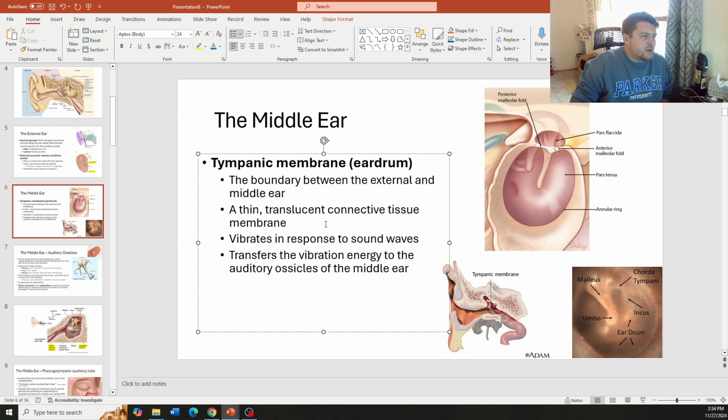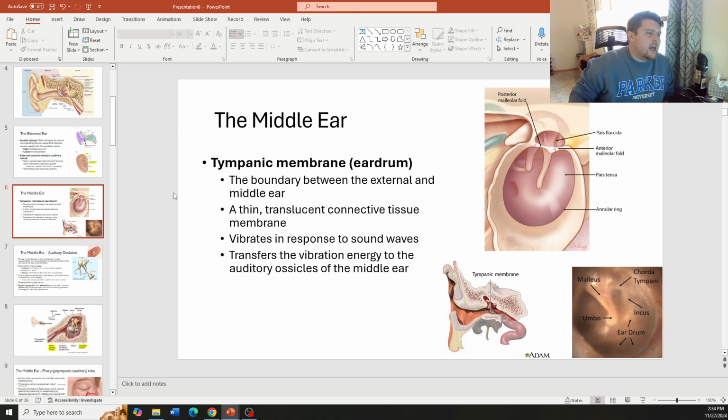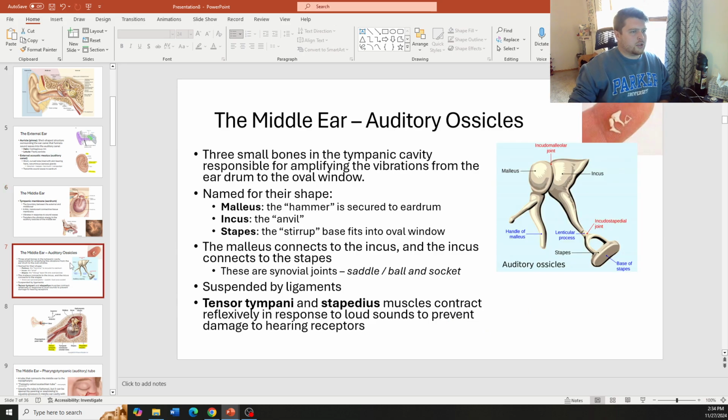It's a thin, translucent connective tissue membrane, and it vibrates in response to sound waves, and that transfers that through the auditory ossicles. These are our auditory ossicles. There's three of them. We have the malleus, or the hammer, mallet. This is the first one. It's connected directly to the tympanic membrane, or the eardrum.